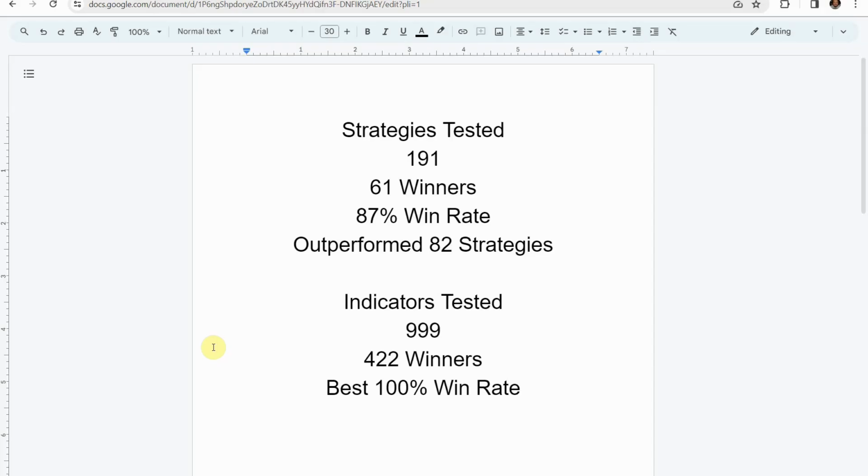Now, as I said, today we'll be testing a 5-minute scalping strategy. Before we do though, I wanted to put the testing scoreboard up for everyone to see. To date, we have tested a total of 191 different strategies, with 61 of them being winners. The best one so far was able to achieve an 87% win rate. That was achieved using the Academy of Forex indicator, and it has outperformed 82 of the other strategies that we have put it against, every single strategy so far. We've also tested a total of 999 indicators, with 422 of them being winners.